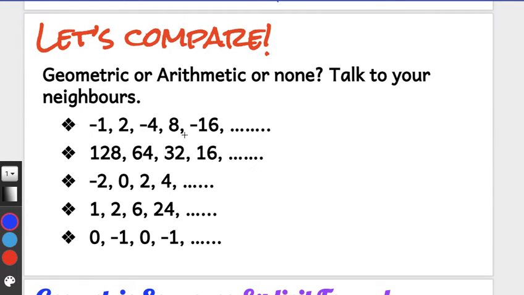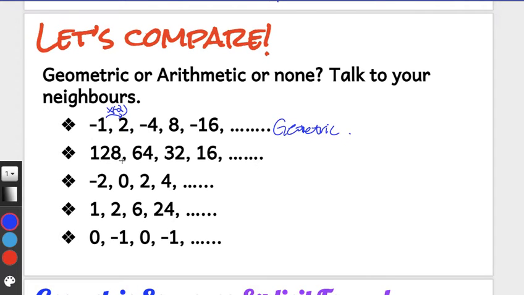So let's check the first one. If we just look at the numbers, and do not consider the negative symbol here, 1, 2, 4, 8, 16, apparently it is multiplied by the same number, right? But if you look closely, the sign is actually alternating: negative, positive, negative, positive, negative, positive. So clearly it's multiplied by 2, but this time it is multiplied by negative 2. So this one is geometric.